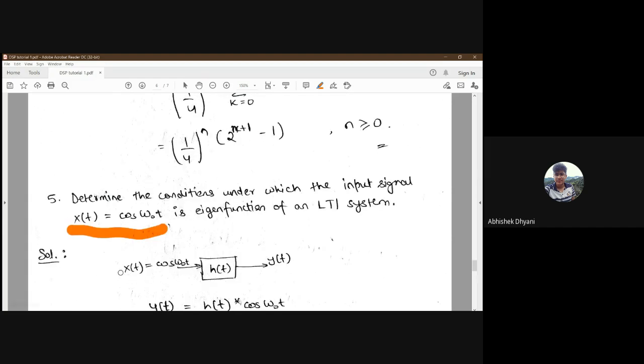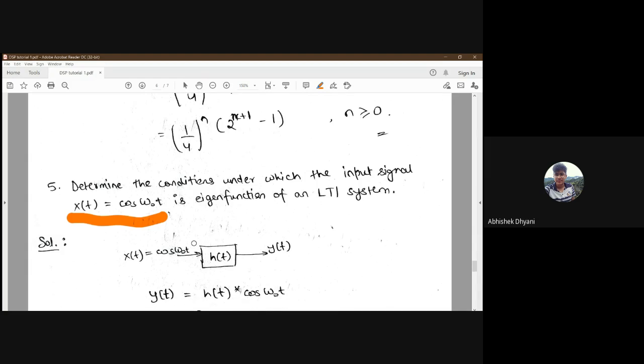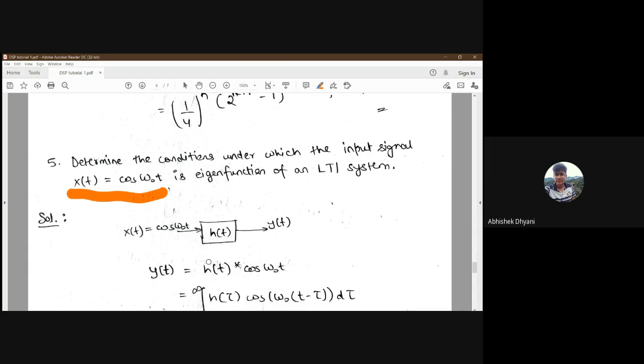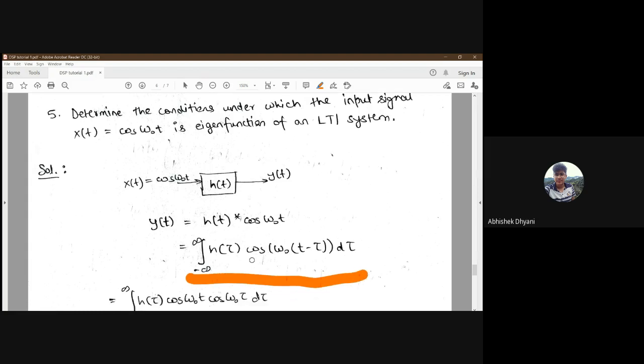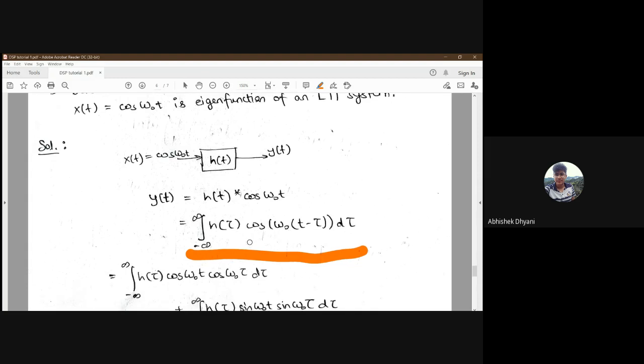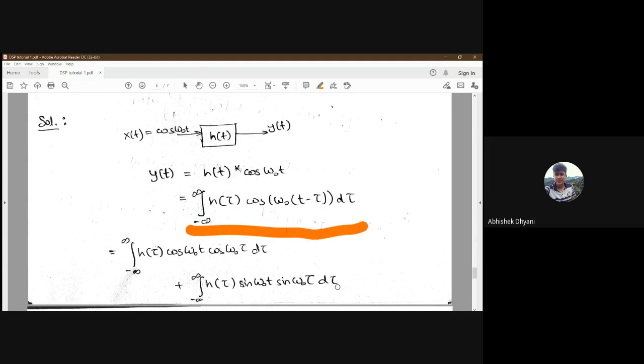So that means that we are applying cos omega naught t as the input, and we are interested to see when the output will only be a scalar times this input, for what category of systems. So generally the output will be h of t convolved with cos omega naught t. For that, I have this expression in terms of this integral since it is in continuous time. Now we have cos omega naught (t minus tau), which is cos(a minus b), and I can expand it in the form cos a cos b plus sin a sin b, which gives me the sum of these two integrals.